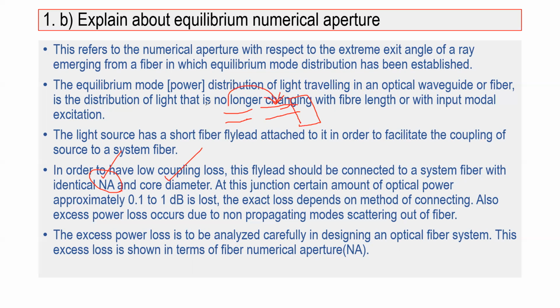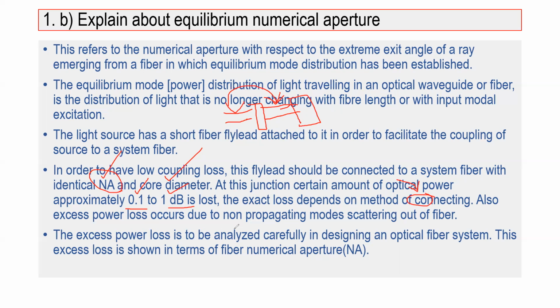At this junction, a certain amount of optical power, approximately 0.1 to 1 dB, is lost. At this point, due to connection loss or splicing loss, you will be losing 0.1 to 1 dB. The exact loss depends on the method of connecting. What is the method of connecting? Whether you are using a splicing technique or a connector.